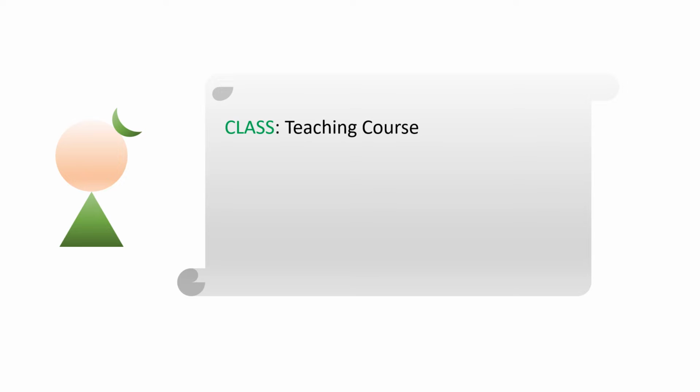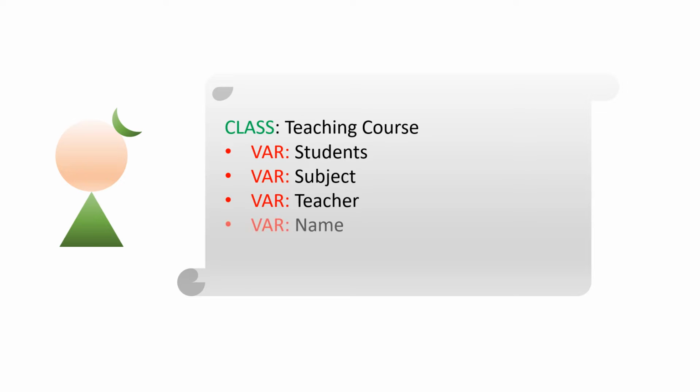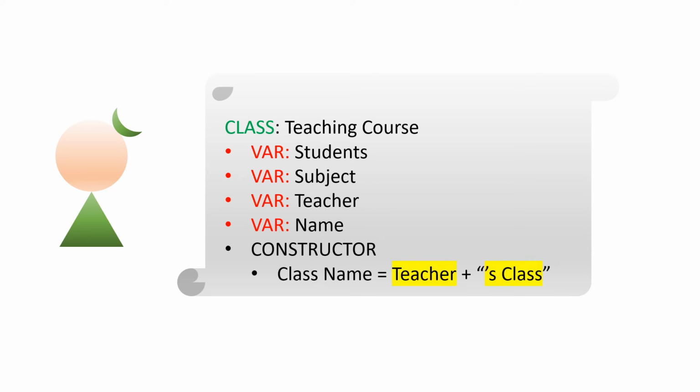Susie decides that she needs to create a class. So she's going to create a blueprint for how this class should work. This class is going to be a teaching course. Contained within this teaching course will be a variable for students, a variable for the subject, a variable for the teacher, and a variable for the name. Also contained within this is a constructor, or a command, that simply states that the class name will be equal to the teacher variable plus a concatenated string, which is "class".